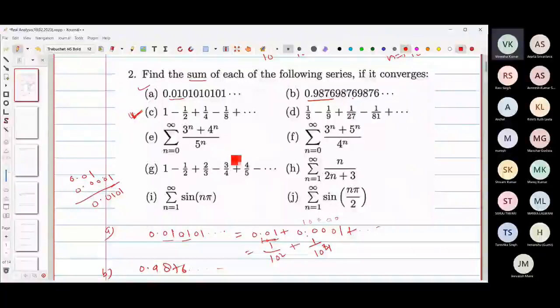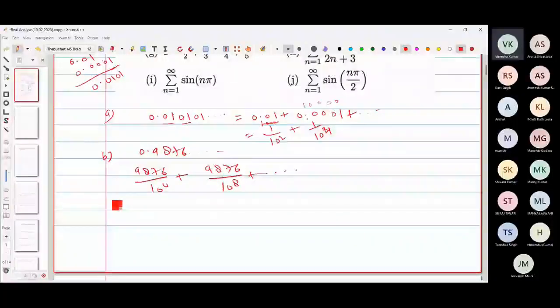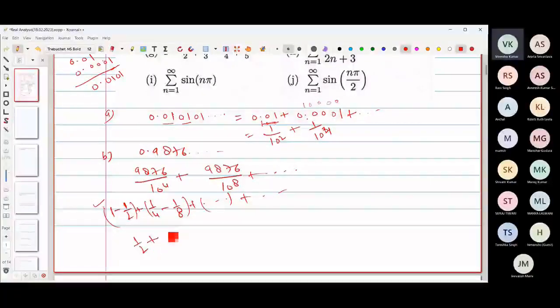So the series that has been given to us is 1 minus 1 by 2 plus 1 by 4, then 1 minus, like this. You know that if a series is convergent, then insertion and removal of brackets doesn't change the nature of the series. So by the Leibniz test, this is convergent, and we can insert brackets like this. The first term is 1 by 2, the second term is 1 by 8, then the third term is 1 by 32 or something.